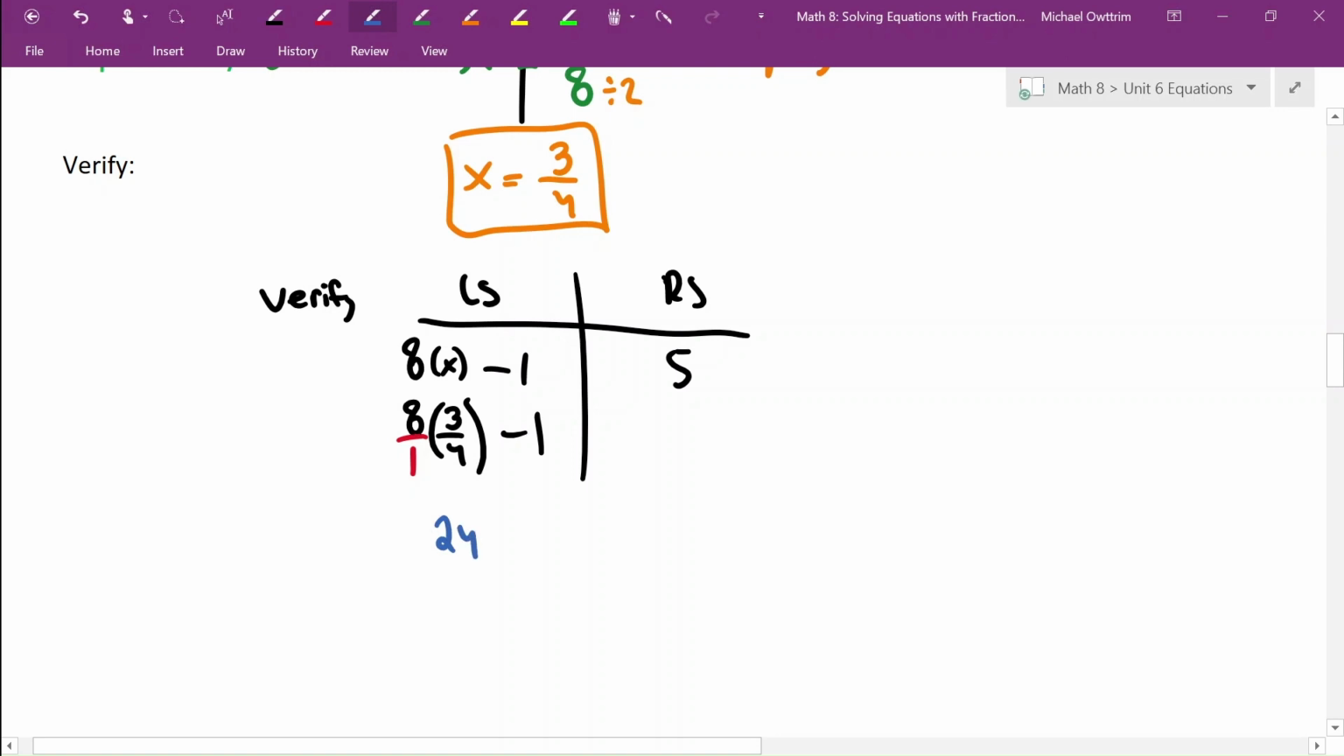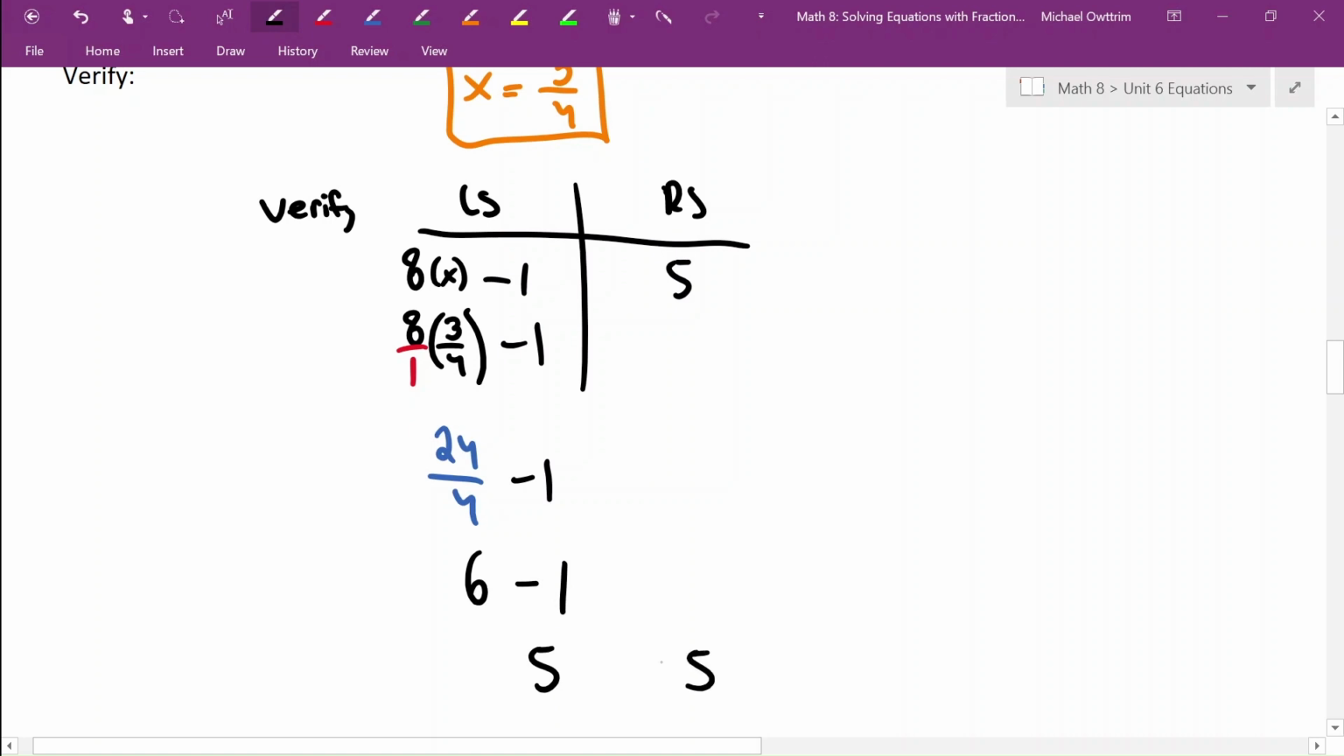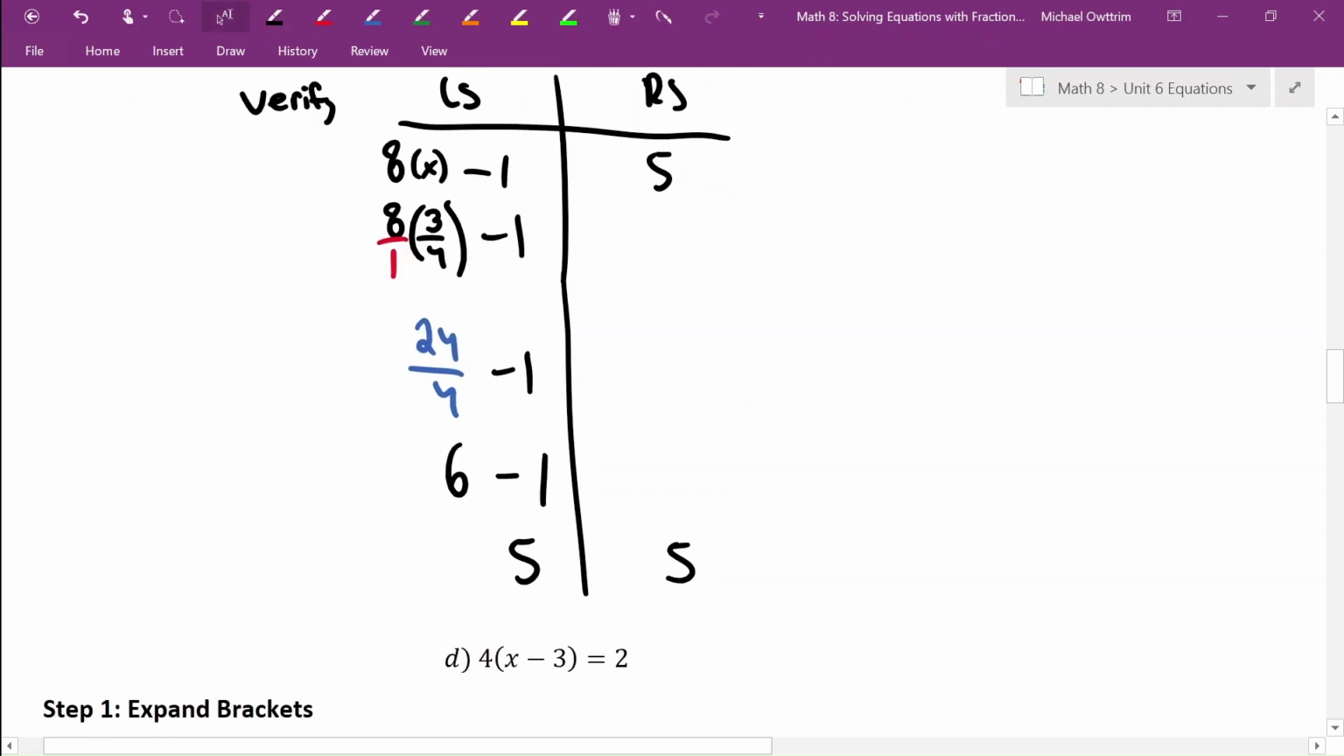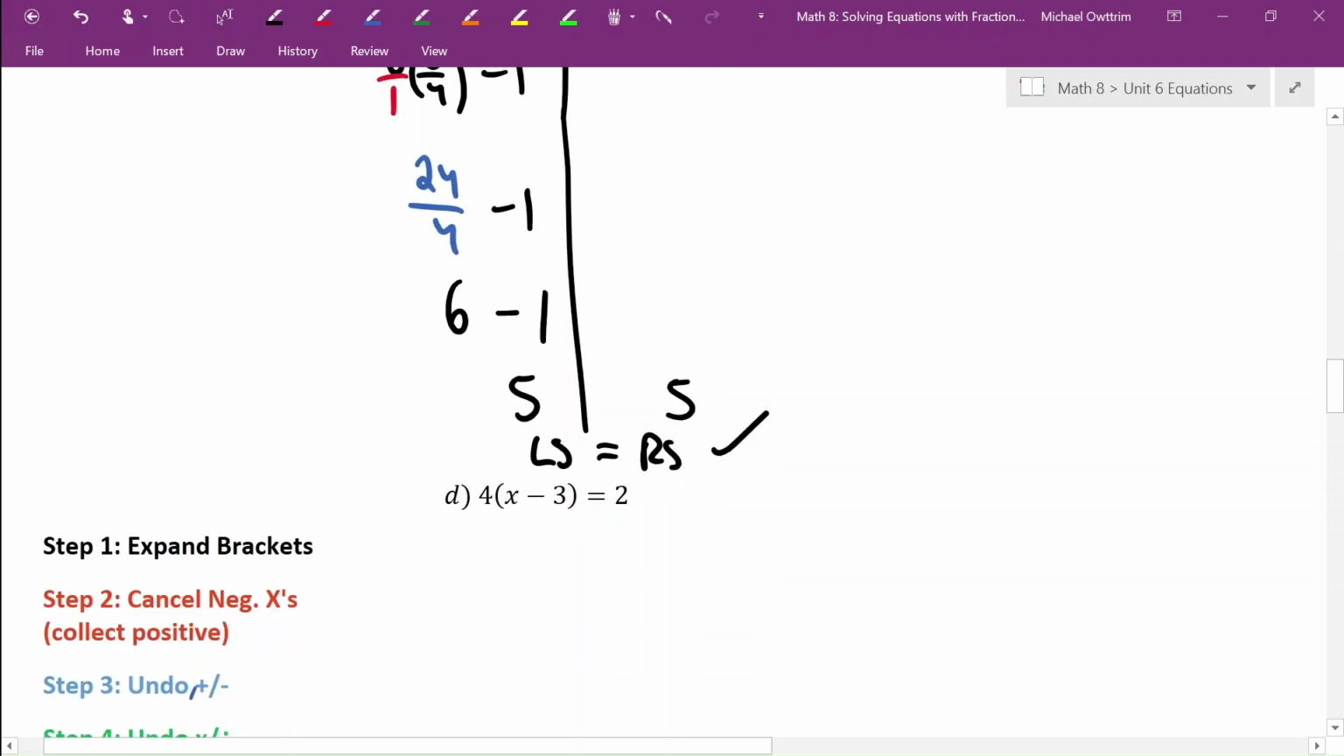Bottom times bottom, 1 times 4 is 4. And from that, we're going to subtract 1. 24 divided by 4 is 6, and 6 subtract 1 is 5. Since the right side was 5, the left side does equal the right side, and our solution is verified.